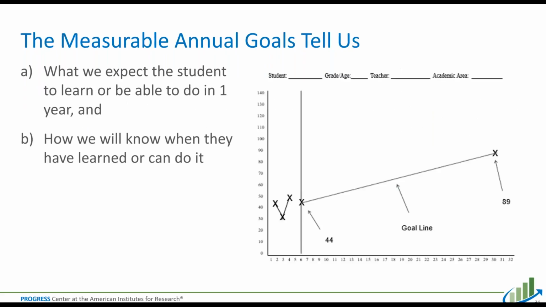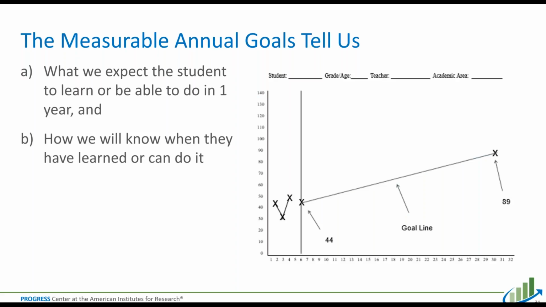Now, the measurable annual goals essentially tell us what we expect the student to learn or be able to do in 1 year's time. And very importantly, how are we going to know if they have learned or can do it? And so the graphic illustration shows just an example actually from a curriculum-based measurement of our baseline, our goal, and our goal line. We have to be monitoring our students' performance toward meeting this annual goal. So how do we do this? And this has been the subject of this webinar.